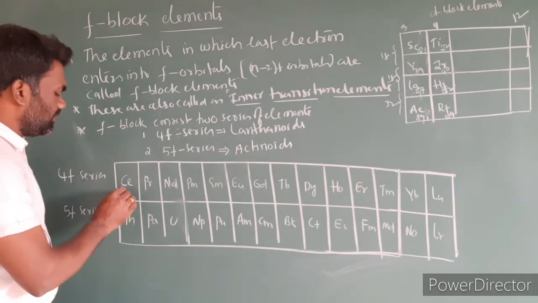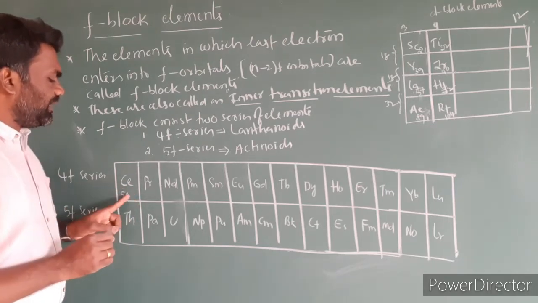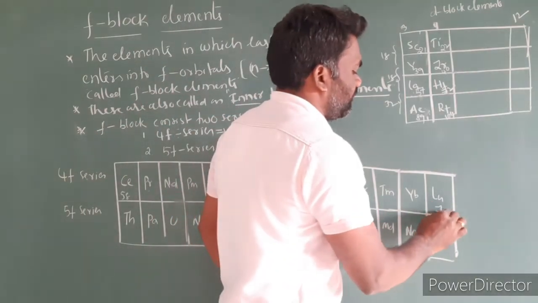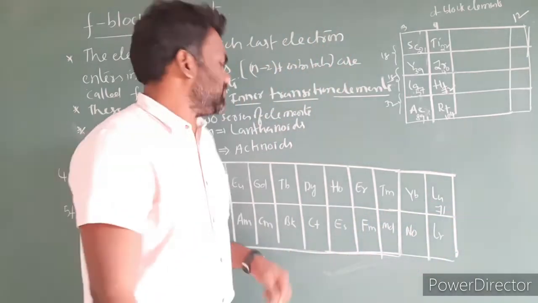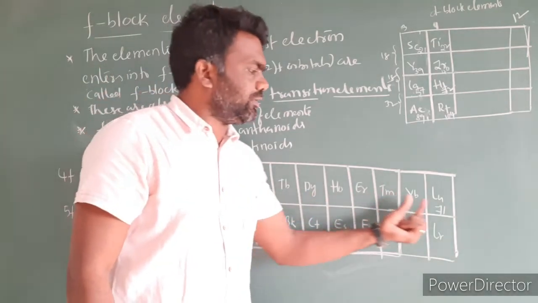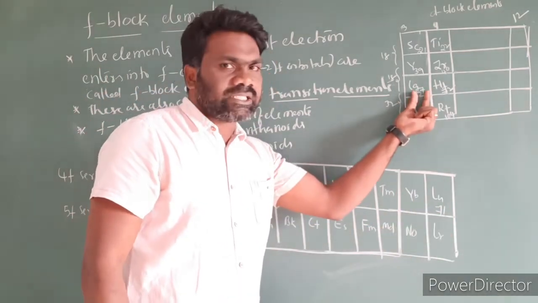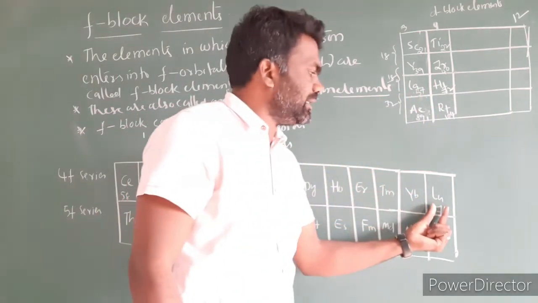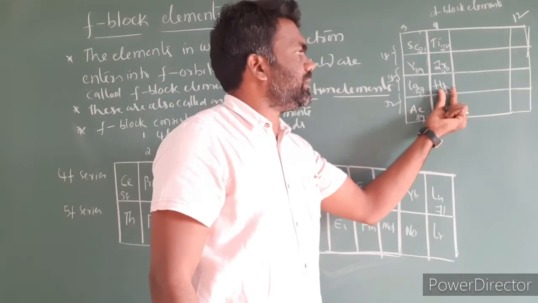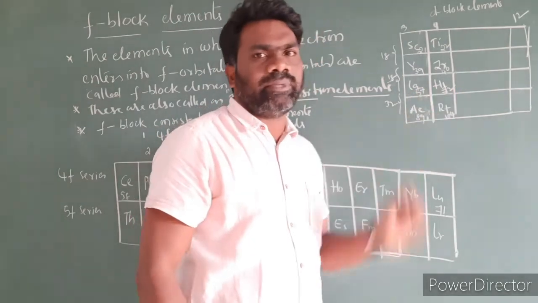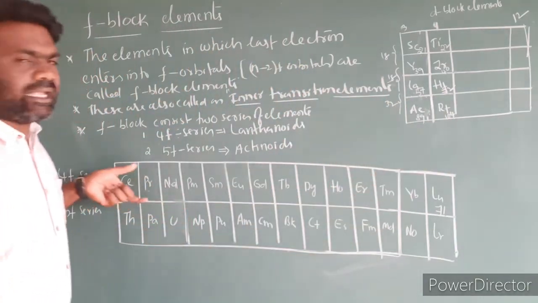So here it is 58, 59, 60 and so on. Here we are going to get 71. Look at this: 58, 59, 60, 61 and so on, finally 71. So 57, 58 through 71 are present in the F block, and 72 is present in the D block. Between 57 and 72 some elements are there, and those elements are present in the F block.